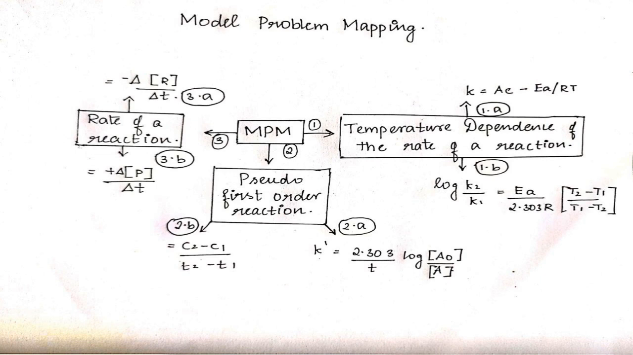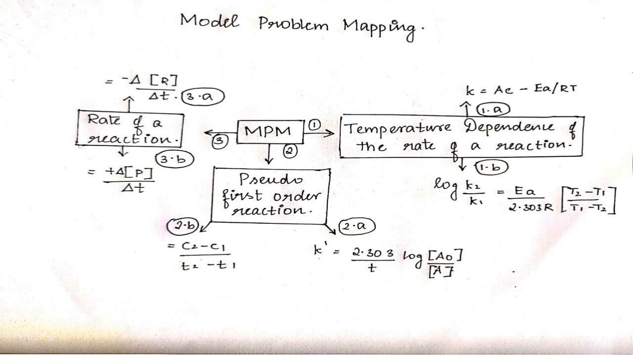Okay friends, let us discuss the model problem mapping based on 3 problems. Temperature dependence of the rate of a reaction. First, they are of two types. k is equal to A e to the power minus Ea divided by RT. Second, log k2 divided by k1 is equal to Ea divided by 2.303 R into T2 minus T1 divided by T1 T2. Second type, pseudo first order reaction.